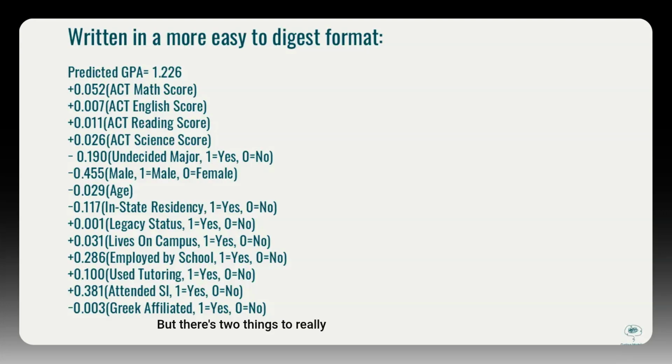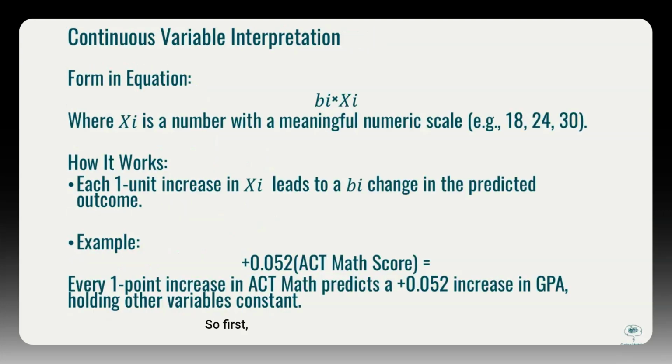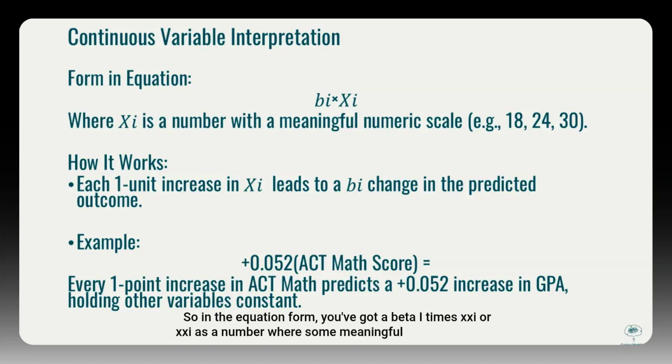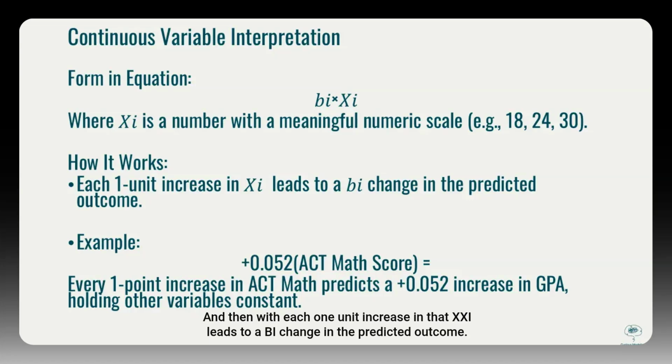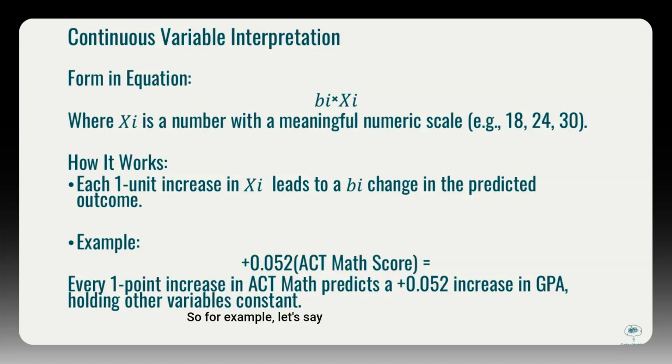But there's two things to really keep to the core of interpretation. So first, what we do with a continuous variable. In the equation form, you've got a beta i times xi, where xi is a number with some meaningful numerical scale. So take ACT on a scale of 1 to 36. That's a numerical scale rather than something that's binary, yes, no, male, female. And then each 1 unit increase in that xi leads to a bi change in the predicted outcome. So for example, let's say your coefficient here for bi is 0.052 for that math score, which is your xi. We would say that every 1 point increase in ACT math predicts a 0.052 increase in GPA, holding all other variables constant.